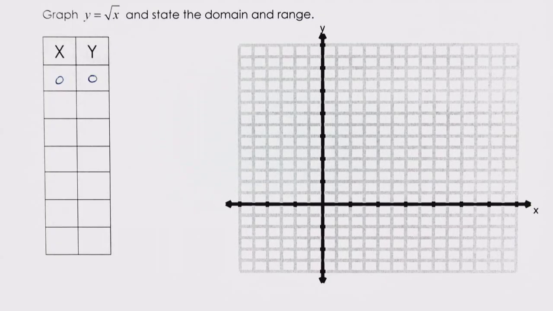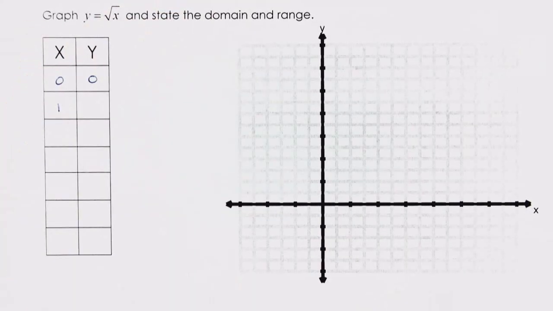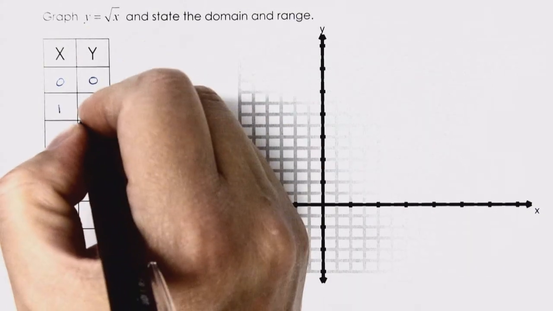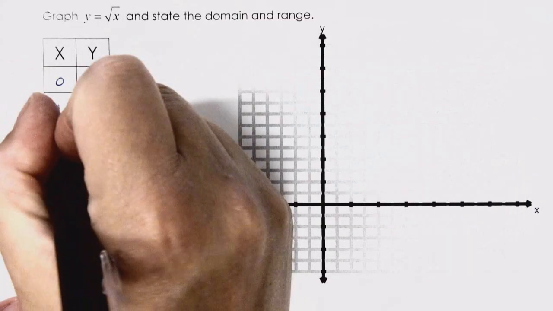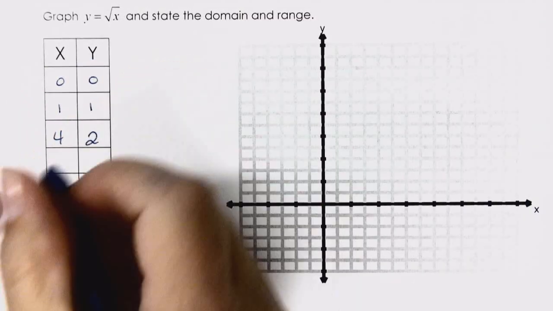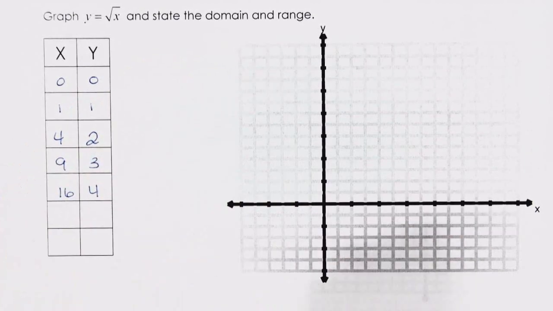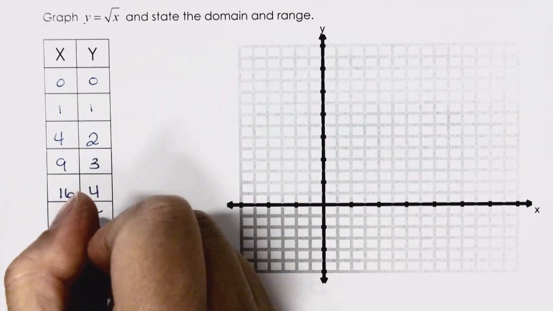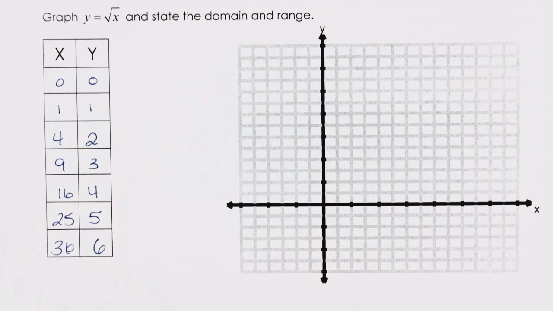Okay, what is the next number that's easily square rooted? 1. What's the square root of 1? 1. All right, what's the next number that's easily square rooted, not 2? 4. Next one? 9, 3, 16, 4, 25, 5, 36, 6. So we're just going to be super purposeful with this.